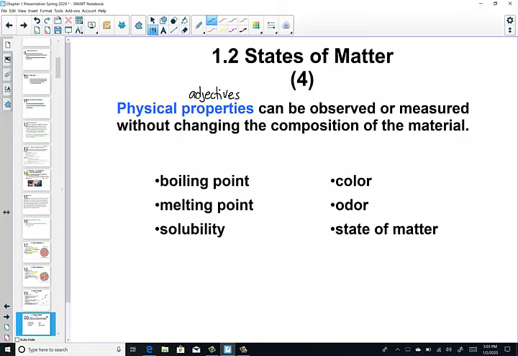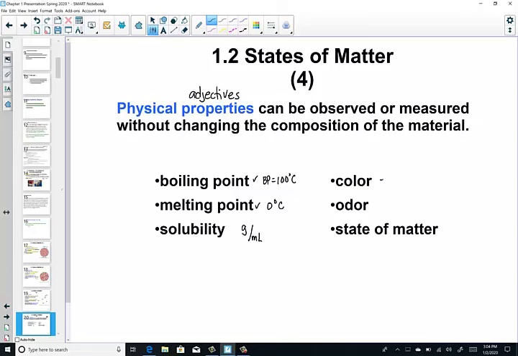I can tell you a boiling point. For example, the boiling point of water is 100 degrees Celsius. I'm not telling you anything else but a boiling point, and it isn't changing its identity. I can tell you that water will melt at 0 degrees Celsius. I can refer to solubility. How many grams of salt will dissolve in a certain volume of water?